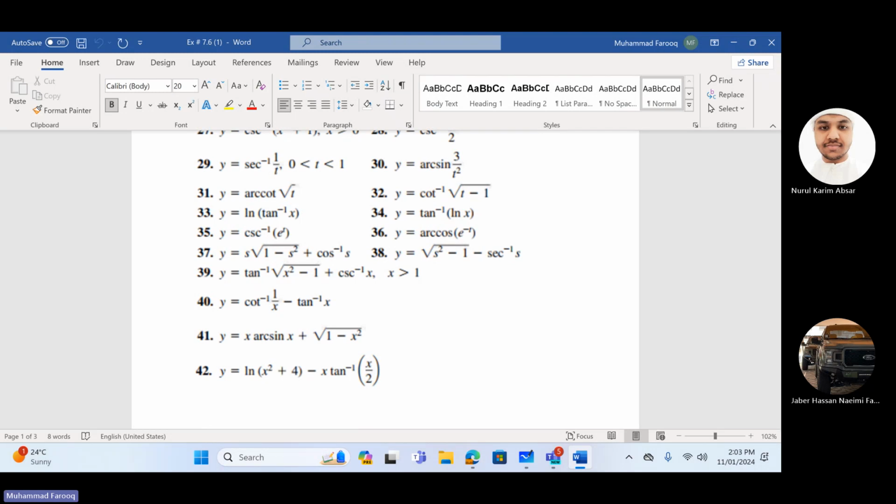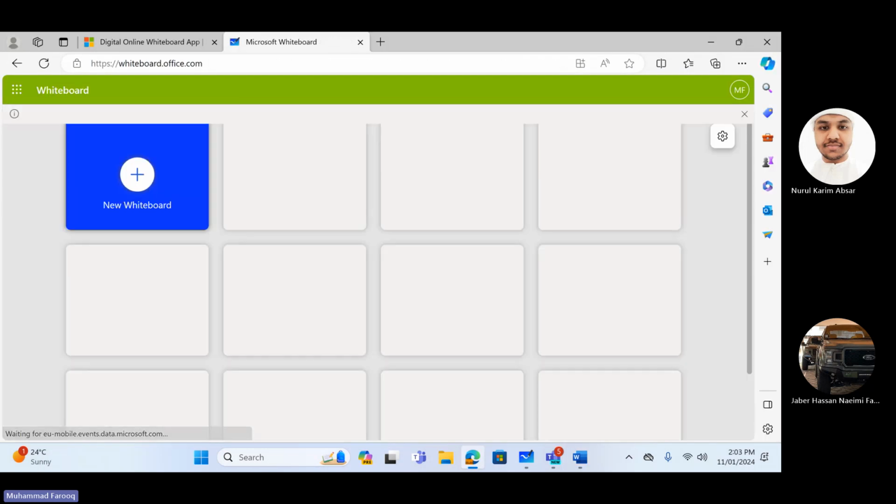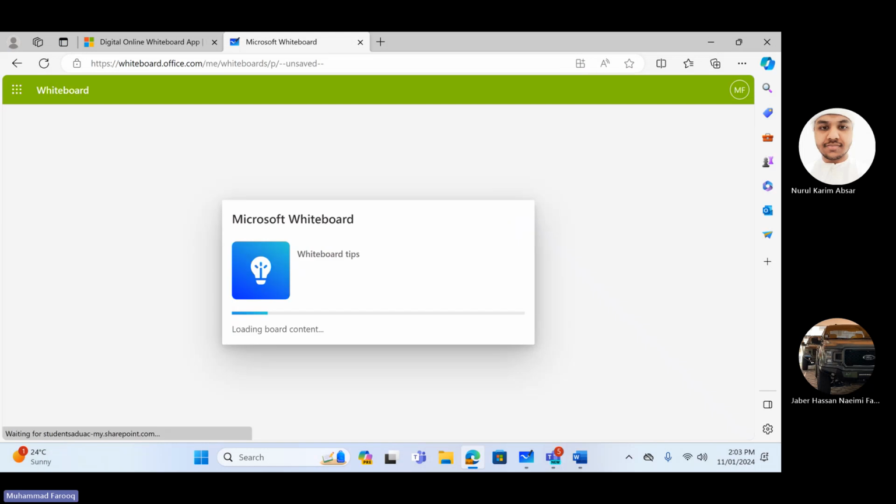Let's take 39. Go on. 39 question we have to go, please. Y is obtained as tan inverse of the value square root of x squared minus 1 plus cosecant inverse x, and we have information about x. X is what? Greater than 1. Okay, try it. 39, please. Let me write the question 39, please.